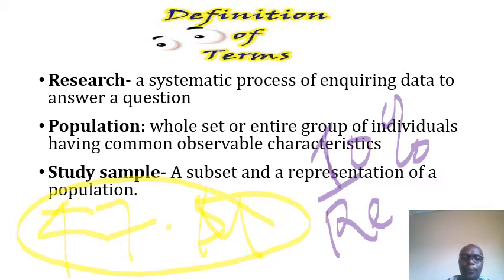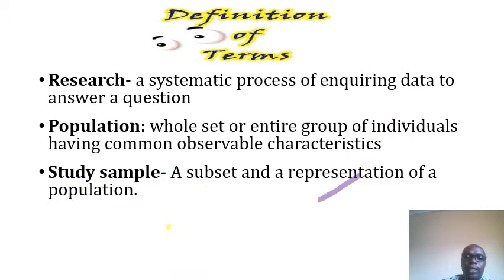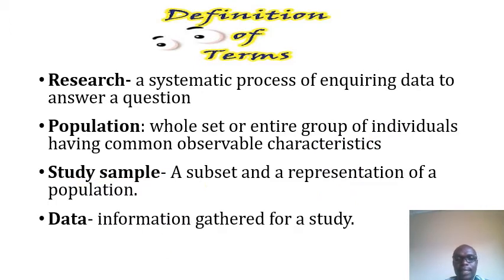Another terminology that you want to look at is data. Data is information gathered for a study by a researcher for his own study. So it can be primary data, secondary data. It can also be discrete, it can be continuous. So there are different types of data which a researcher will collect from the field.